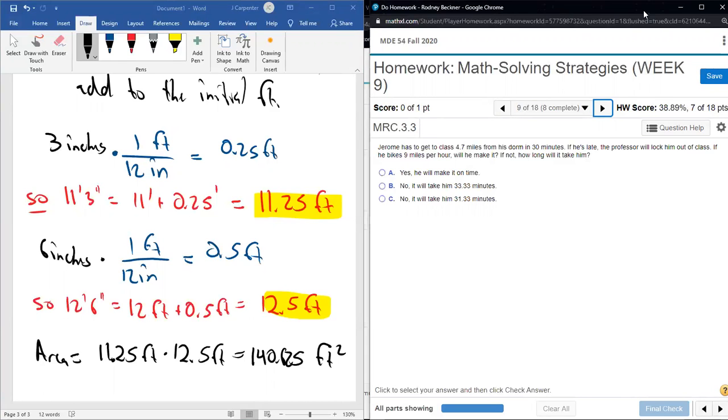Jerome has to get to class, which is 4.7 miles from his dorm, in 30 minutes, aka a half an hour. If he's late, the professor will lock him out of class.